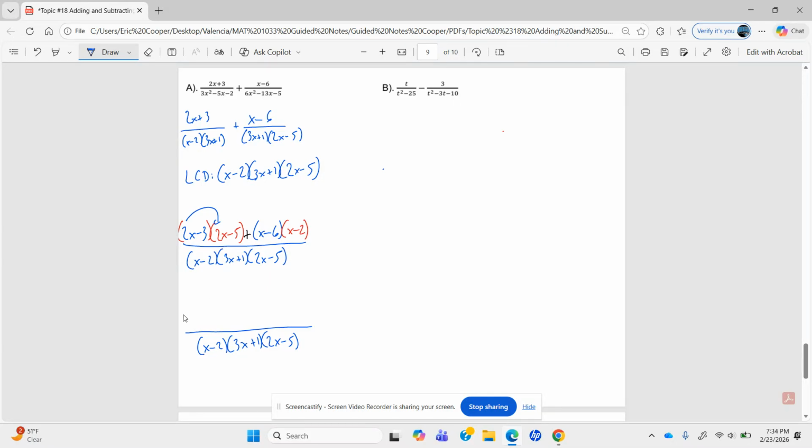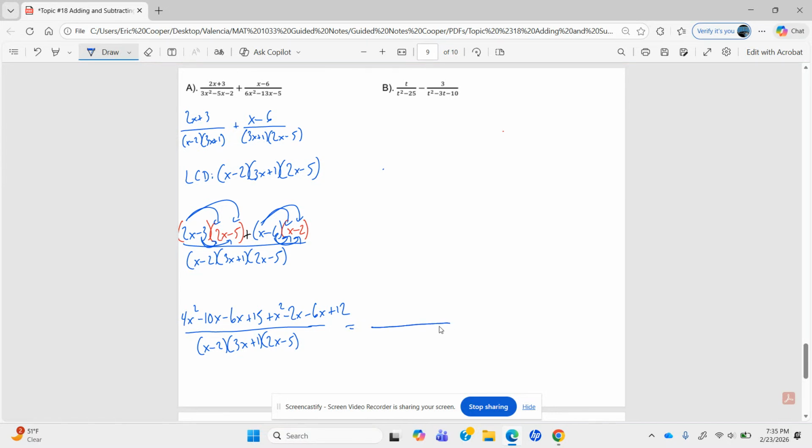2x times 2x gives me 4x squared. 2x times negative 5 is negative 10x. Negative 3 times 2x is negative 6x. Negative 3 times negative 5 is 15. Plus x times x, which is x squared. x times negative 2, which is negative 2x. Negative 6 times x, which is negative 6x. And negative 6 times negative 2, which is positive 12.